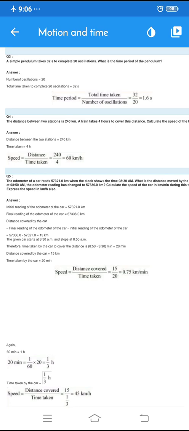So how do you calculate? The formula is total time taken divided by the number of oscillations. Here they have given the wrong formula. First you have to write the total time taken to complete the oscillations divided by the number of oscillations, that is 32 divided by 20. If you divide, you will get 1.6 seconds. This is the time period of a simple pendulum.